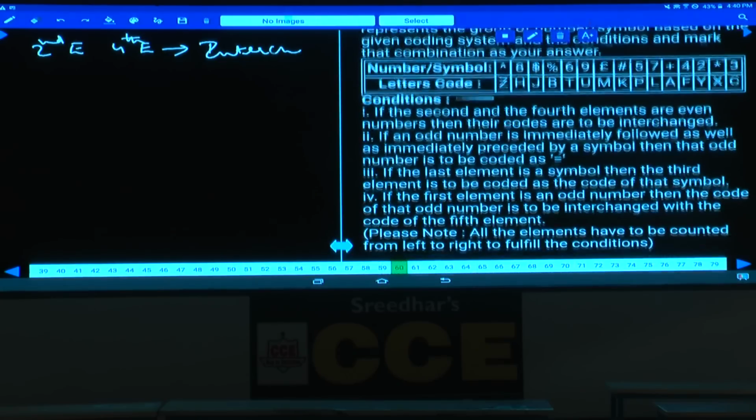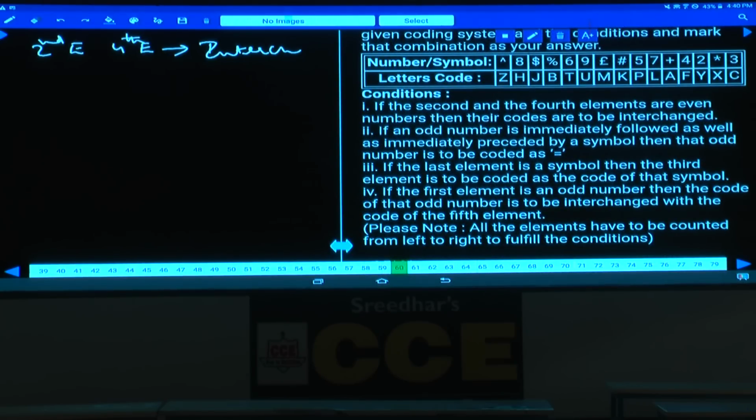Then condition number 2. If an odd number is immediately followed as well as preceded by a symbol, then that odd number is to be coded as equal to. Now this odd number should be coded as equal to. This is condition number 2.